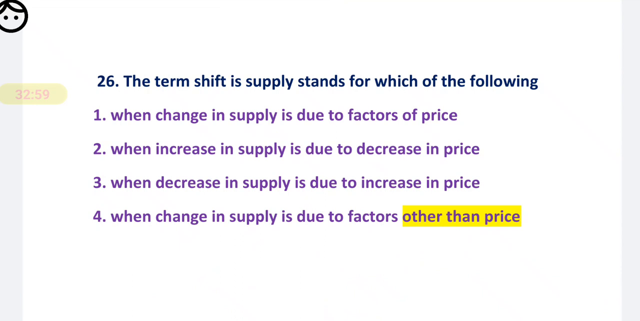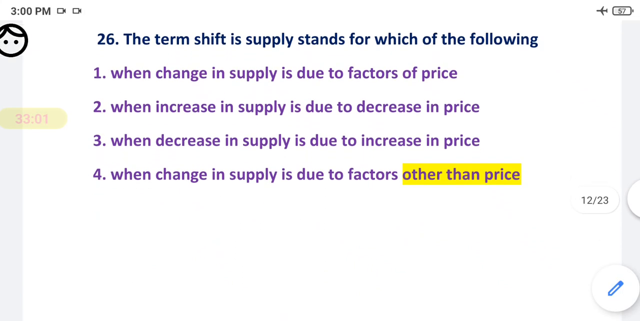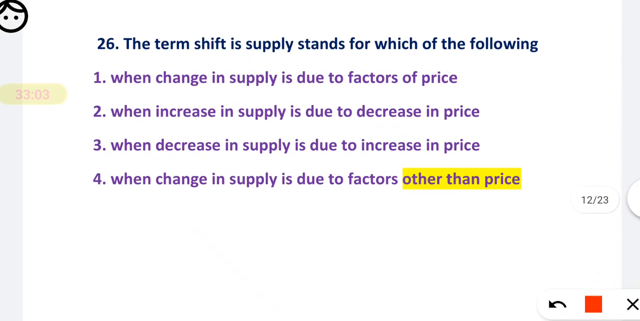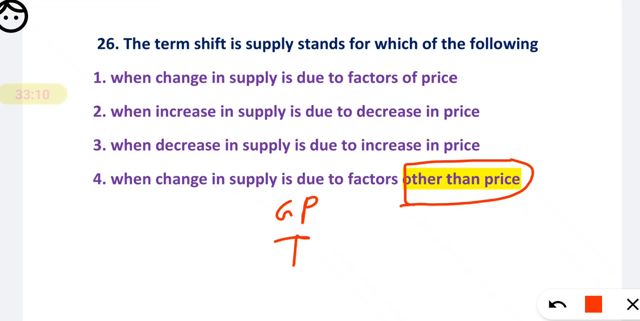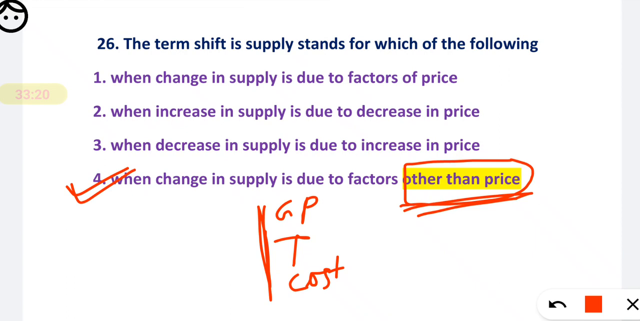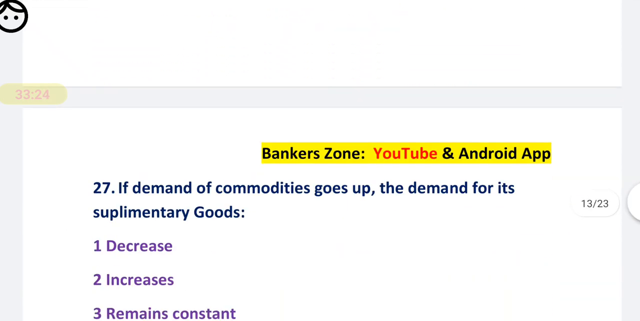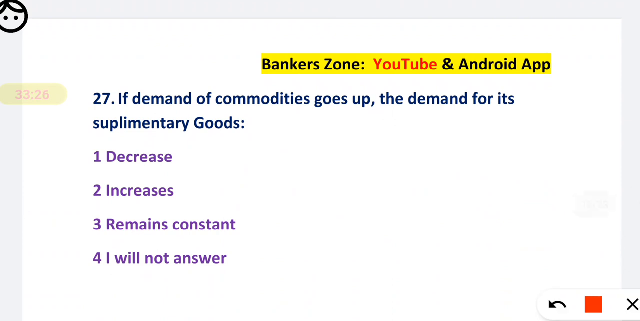So definitely all the factors are there which are other than price. For example, government policy, technology, as well as cost of the production. Those are the major factors which affect the supply curve and which are other than price. So definitely the fourth option will be our correct answer. We have to mark here. Okay. Now next question, question number 27, we are going to discuss here.